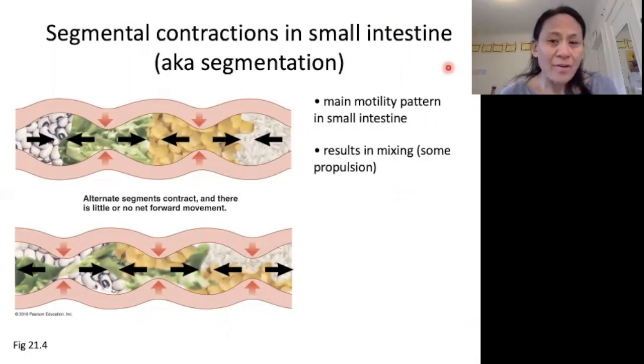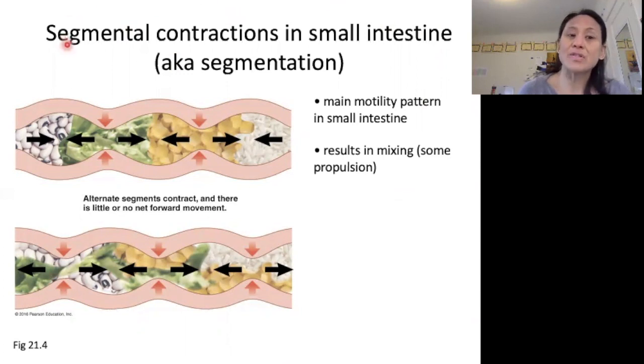The main pattern of motility that we have in the small intestine is segmental contractions, also known as segmentation. The main outcome of segmentation is mixing. So the purpose of segmentation is to mix, and you do get a little bit of propulsion from that as well, a little bit of forward movement of the contents of the small intestine.